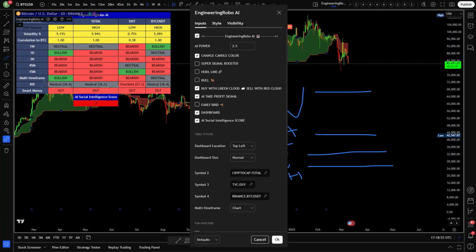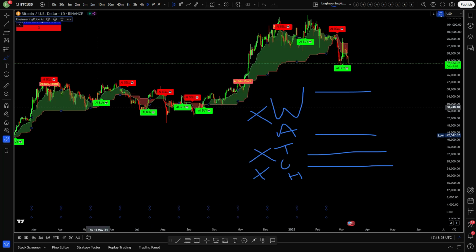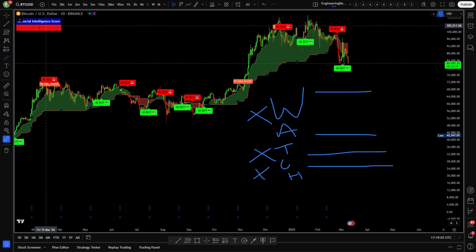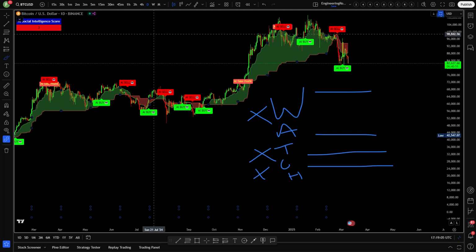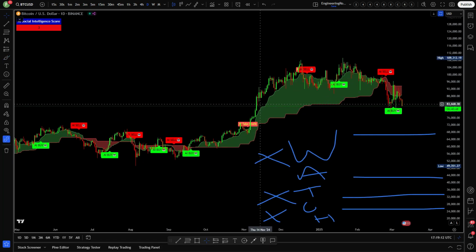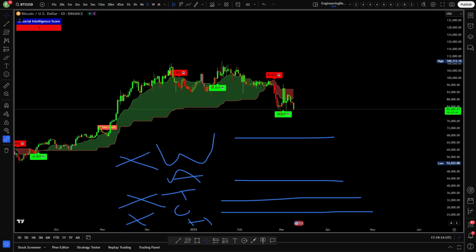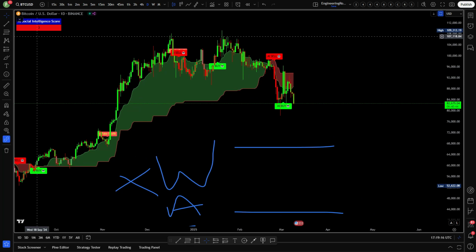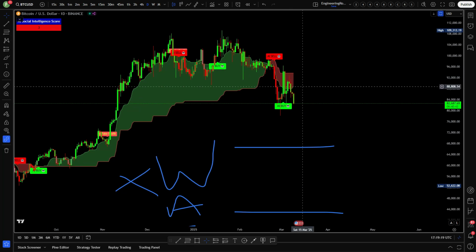I'll get rid of the dashboard because we've discussed that. What I didn't actually discuss is the AI social intelligence score. So this score is curated by social sentiment across the internet to understand what the feel is amongst traders. And with a -3 score, it's not looking good at all.